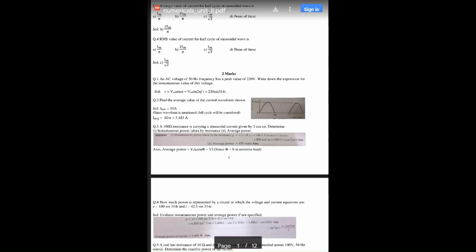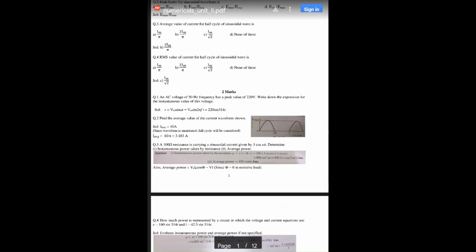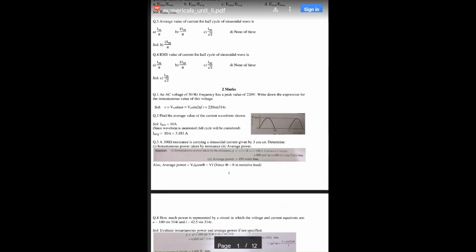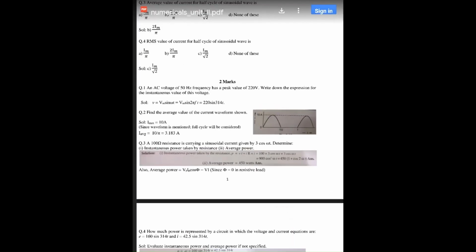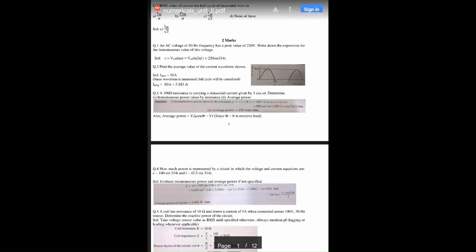2 Im by pi, as we have done in the objective type part C also. But this is for the half cycle, isn't it? 2 Im by pi, where Im here is 10 amperes, so it should be 2 into 10 upon pi. But if we go by the formula, the second half cycle is giving no result.